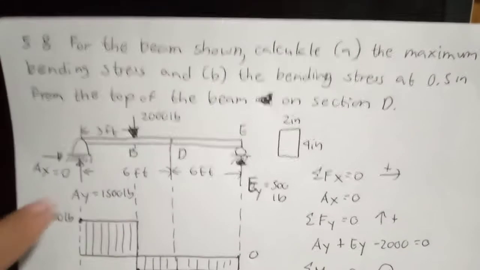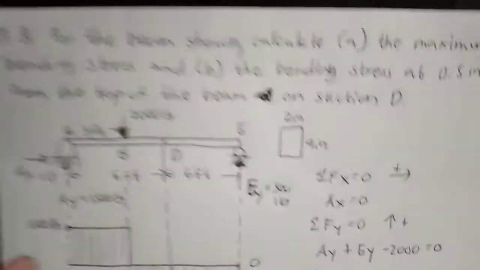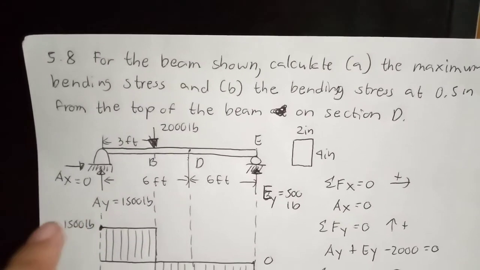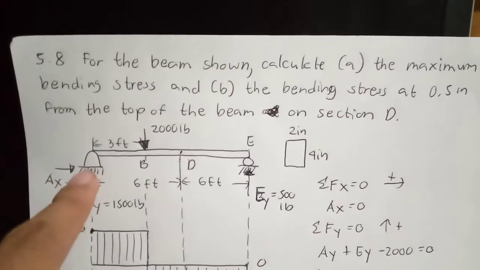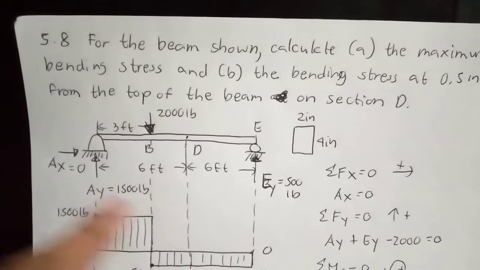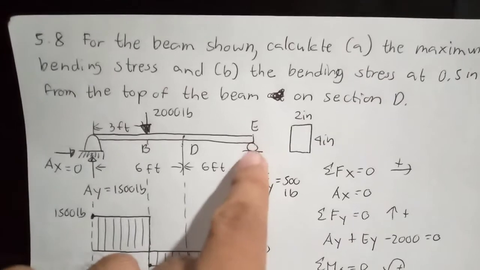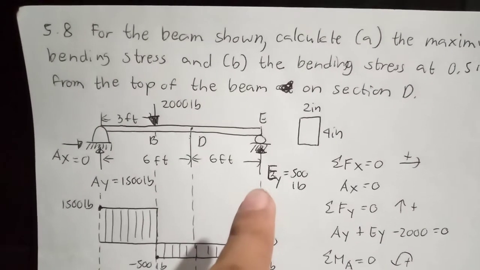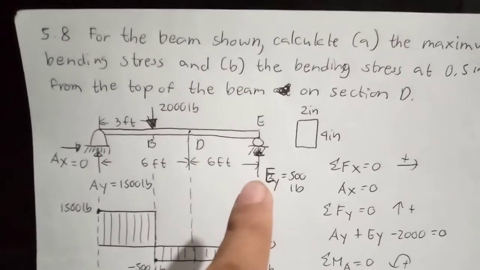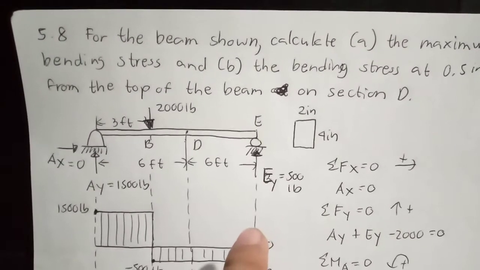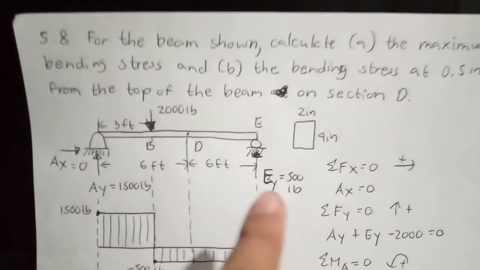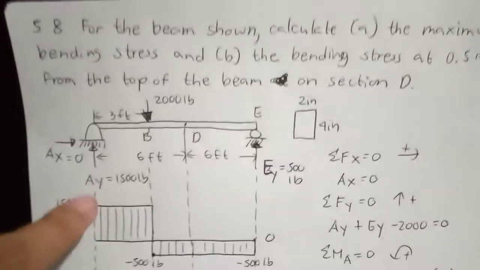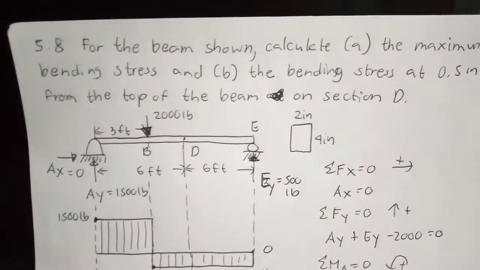Here I already put the reactions. In this portion it is pinned, so it has AY and AX, and in this support at E, it is a roller, so it has only one reaction, which is vertical. Its cross section area is 2 inches by 4 inches. I have already solved it in advance.